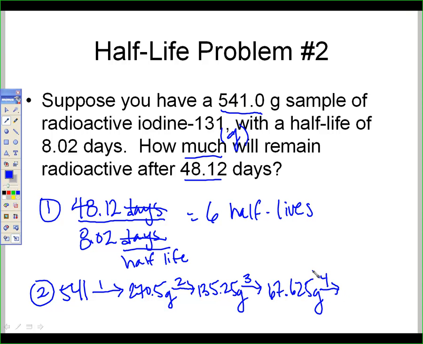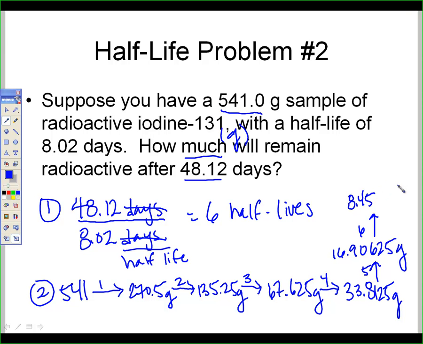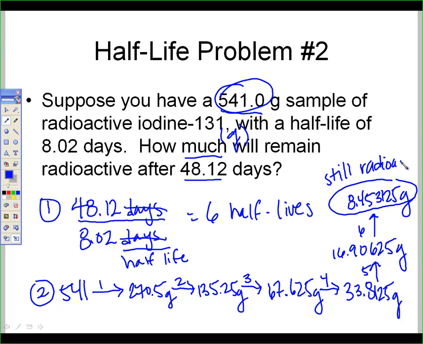A fourth half-life would be 33.8125 grams, getting closer. After a fifth half-life, 16.900625 grams. And finally, our sixth and final half-life, 8.453125 grams. That would be, of that original huge 541 grams, only 8.45 grams of it is still radioactive. The rest is still there. It's just stable now.